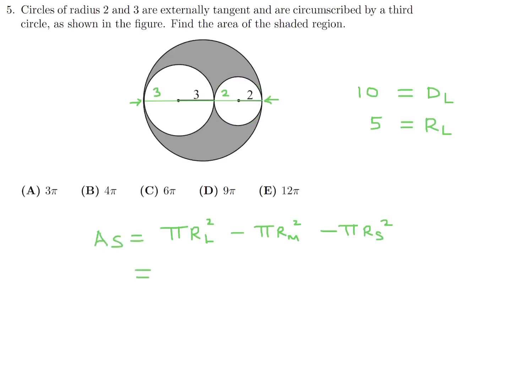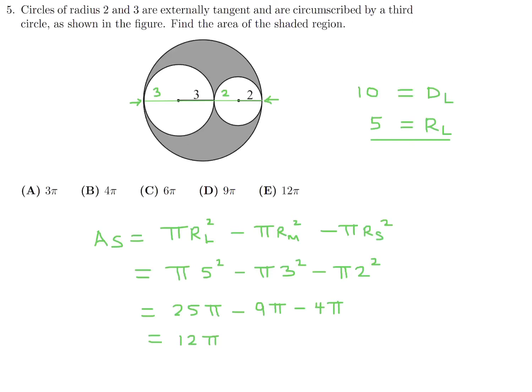So let's plug in the numbers. What is the radius of the large one? Well, it's 5, so that's 5 squared. What is the radius of the medium? It's 3, and the radius of the small is 2. Entirely based on what they've given me in the question. So this is 25 pi minus 9 pi minus 4 pi. So this looks like 25 minus 13, which is 12 pi, is the area of the shaded region, and therefore the answer for number 5 will be E.